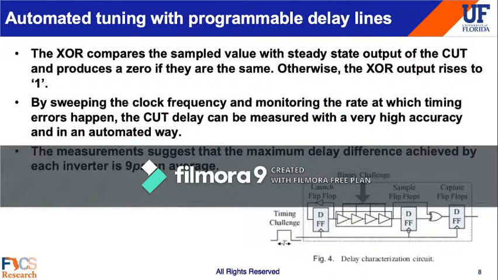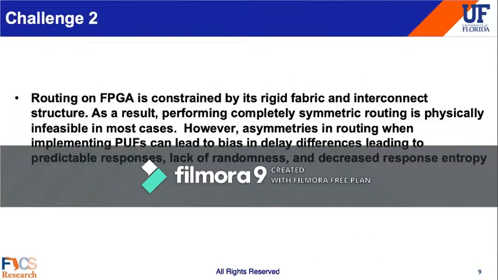With this knowledge in mind, we introduce the delay characterization circuit shown over here. The XOR compares the sampled value with the steady-state output of the circuit under test and produces 0 if they are the same. Otherwise, it will produce 1. By sweeping the clock frequency and monitoring the rate at which timing errors happen, the delay can be measured with very high accuracy and in an automated way. As a result, the measurement suggests that the maximum delay differences should be around 9 picoseconds on average, which is good and kind of solves the first challenge.